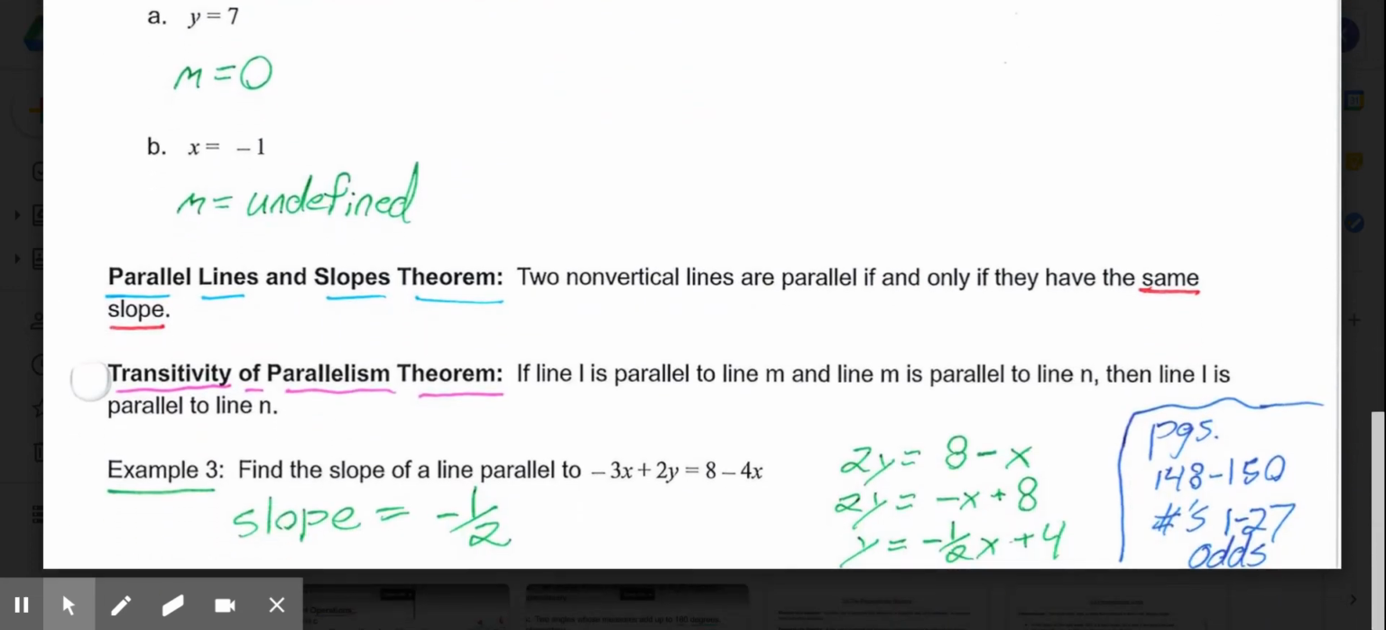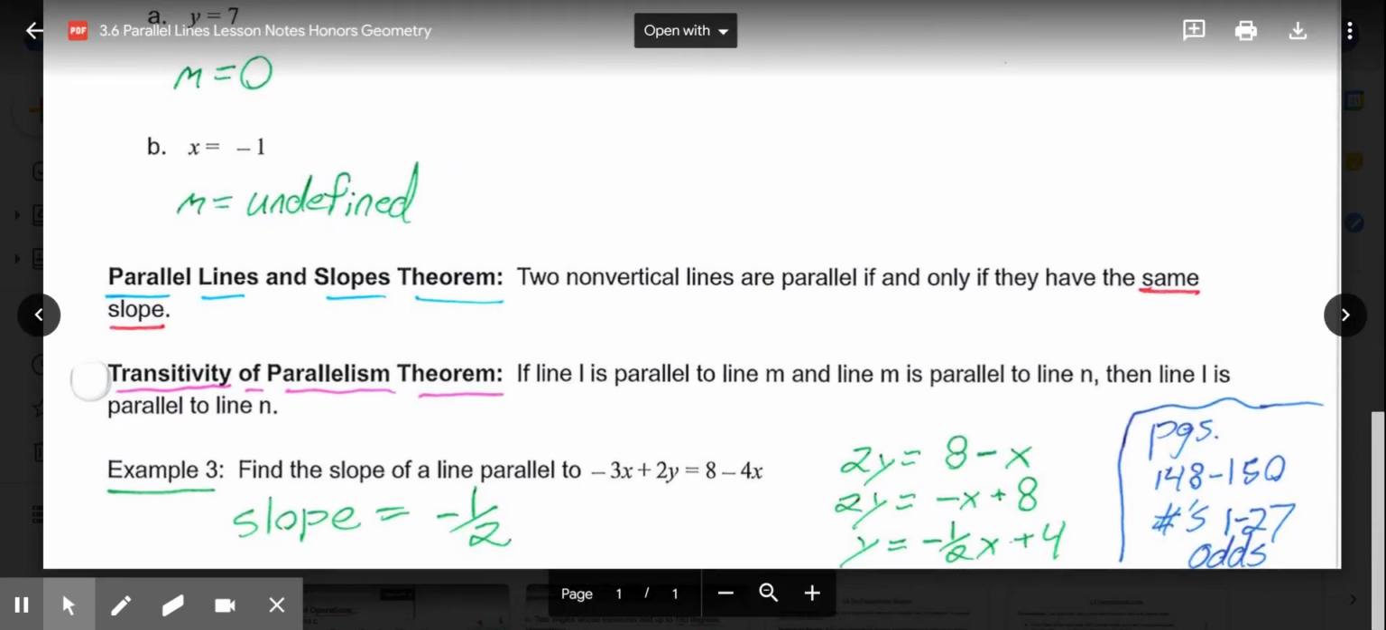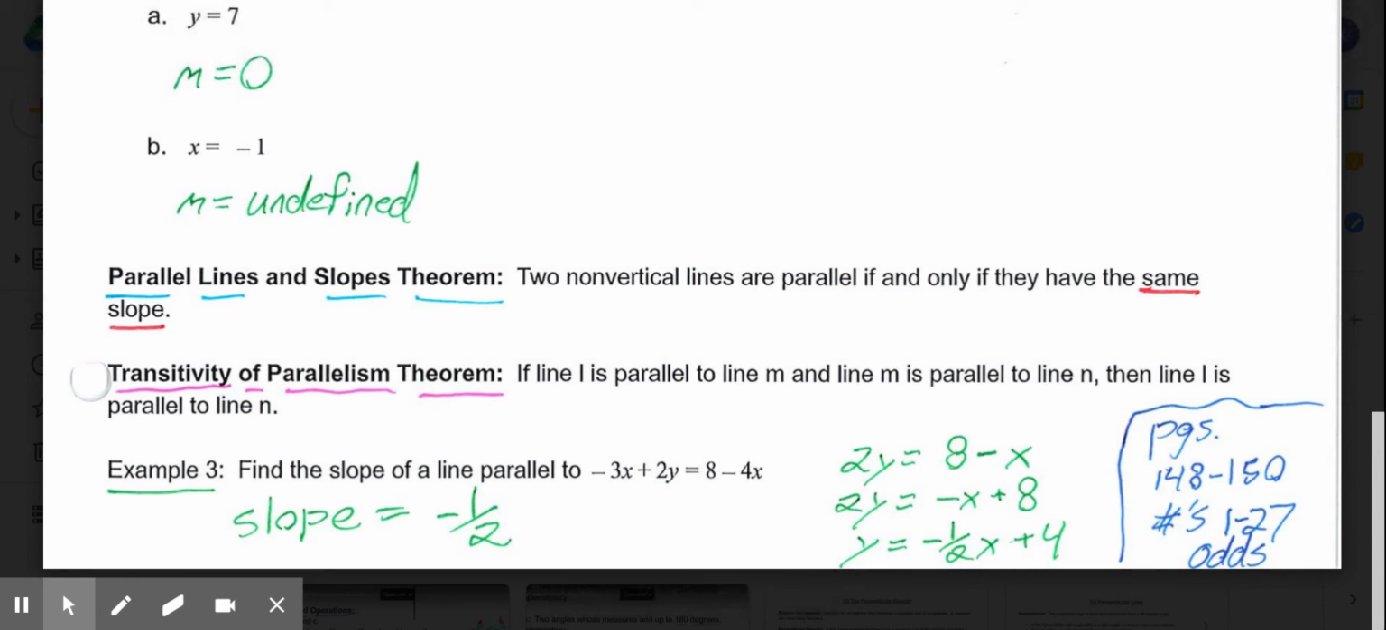And why the slopes matter is stated right here. The parallel lines and slopes theorem says two non-vertical lines are parallel if and only if they have the same slope. So what that means is if I have two lines with the same slope, I can say they're parallel. Or if I'm told two lines are parallel, I know that they will have the same slope.